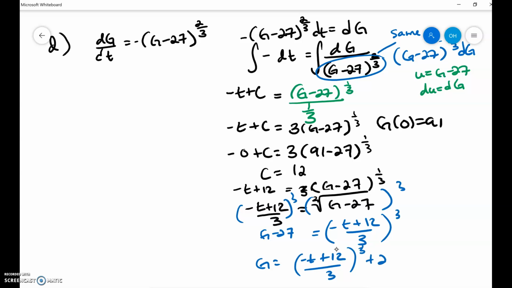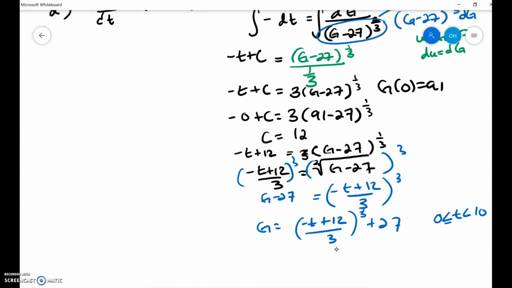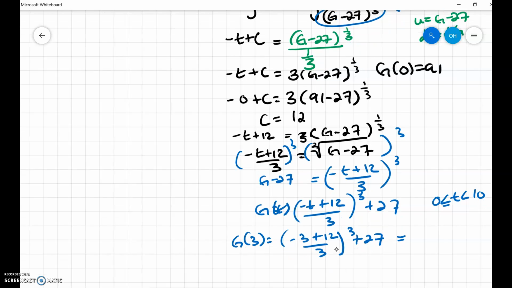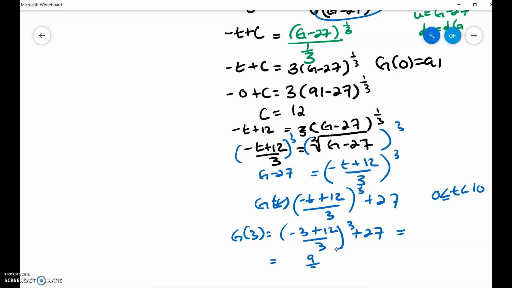And then they want you to evaluate that at t is equal to 3, and this is for values from 0 to 10 because that constraint was given in the problem. So now I just need to find g of 3. I just do negative 3 plus 12 over 3 cubed plus 27, and if you crunch that out, you end up with 9 over 3 cubed plus 27, which is equal to 3 cubed plus 27, which is 27 plus 27, which is 54 degrees Celsius. Done.